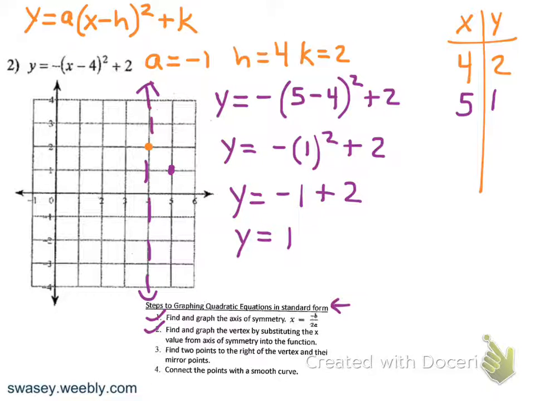Then we'll put 6 in, so replace x with 6 and solve for y. So we have 6 minus 4, that's 2. 2 squared is 4, the opposite of that's -4. -4 plus 2 is -2. Put 6 in, we get -2 out. We're going to reflect these points across that axis of symmetry.